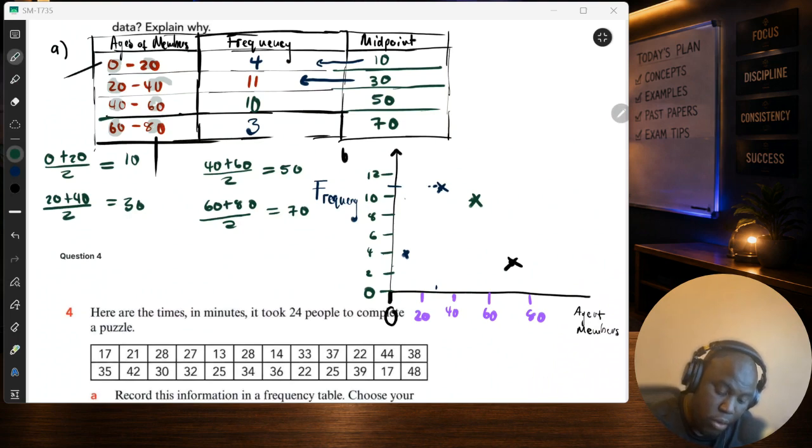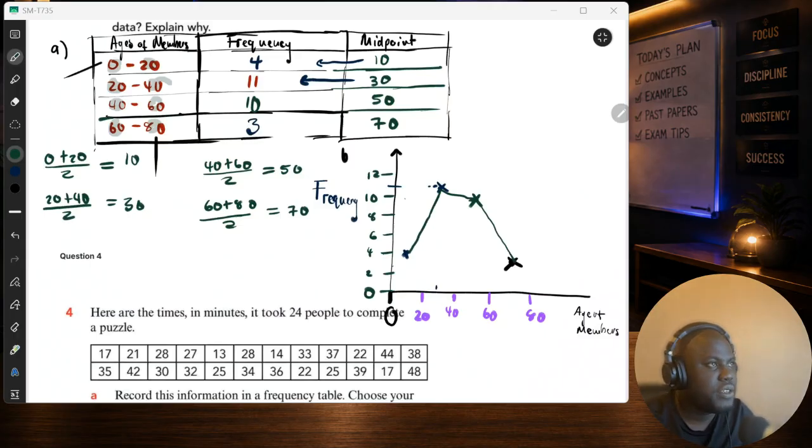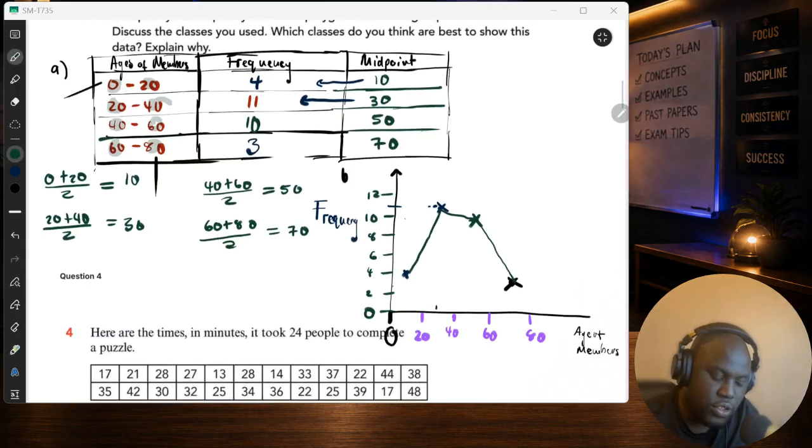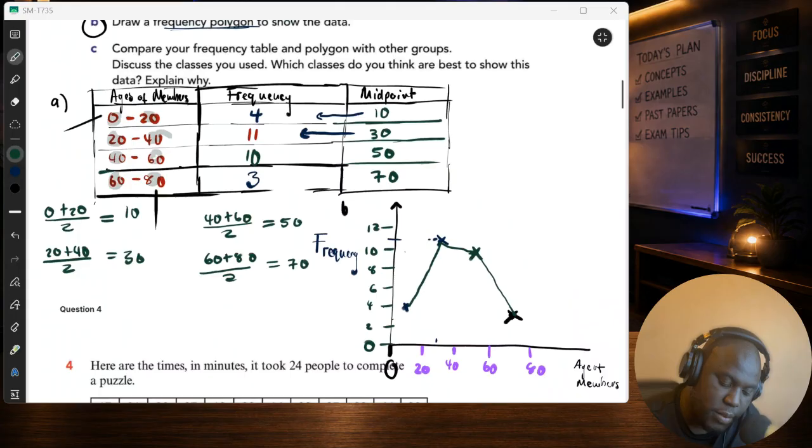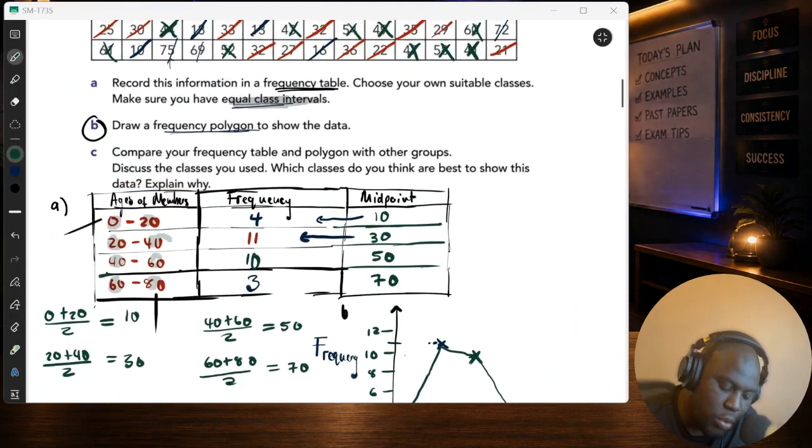You see now? You do your frequency polygon just by joining the points with a ruler, nicely straight like this. You've done your frequency polygon. This is so amazing. You'll get a lot of marks for this because, for A, you have been able to make a frequency table, and we even put the midpoint on it to do B.